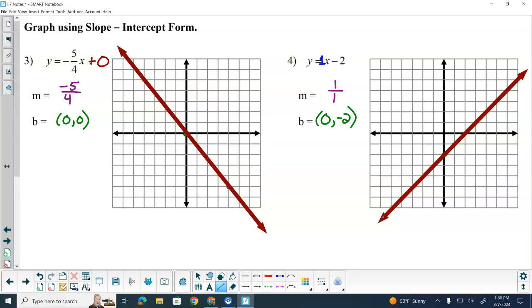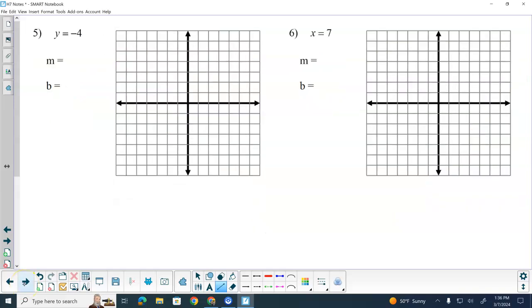All right. Number 5. y equals -4. Do we like it as it's written? How should we write it instead? Something's missing, right? What's missing? An x. How many x's are in this problem? I don't see an x. 0 x's, right? Good. So if it's not there, you put a 0. So 0x minus 4.